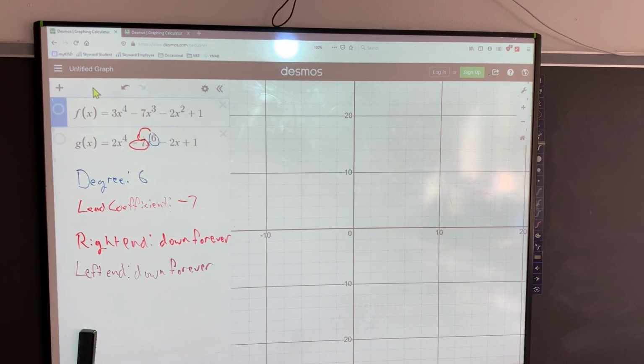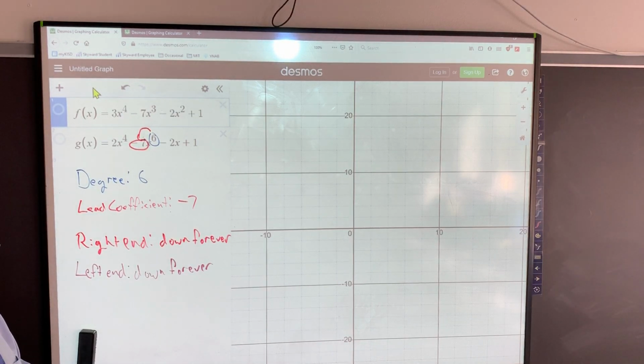So the leading coefficient determines the right end. The degree determines whether the left end does the same thing as the right end or the different thing from the right end. By the way, in case you don't remember from earlier, by same or different, I mean up forever and down forever. Okay?